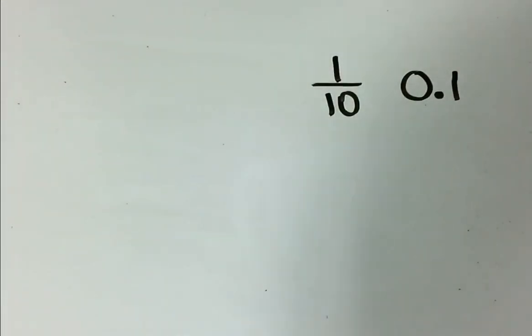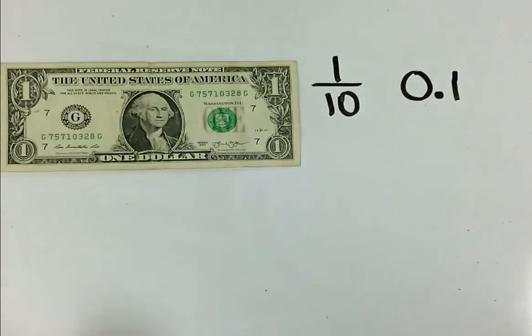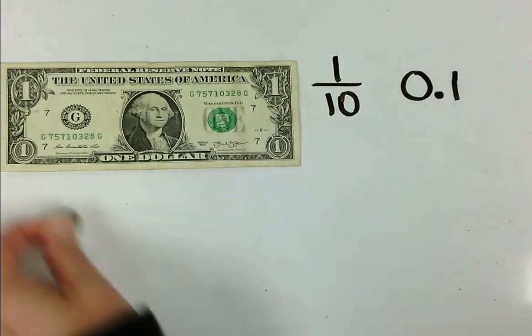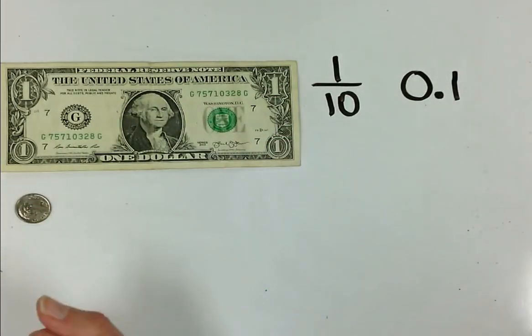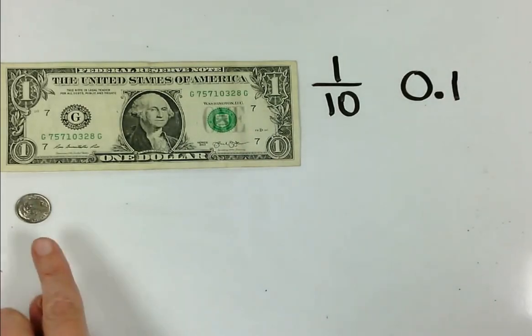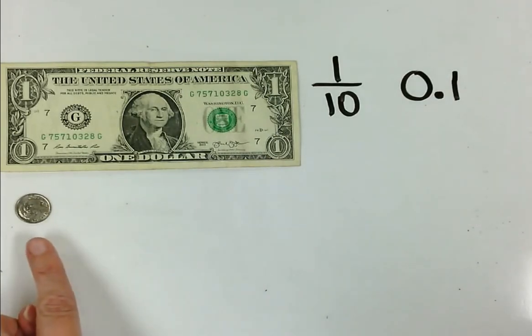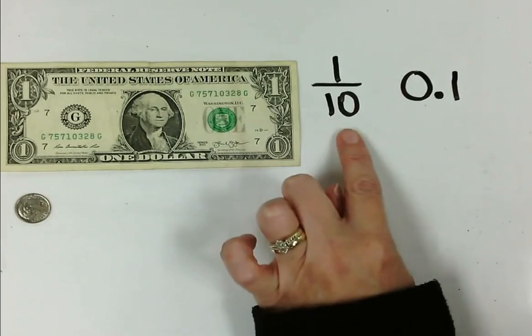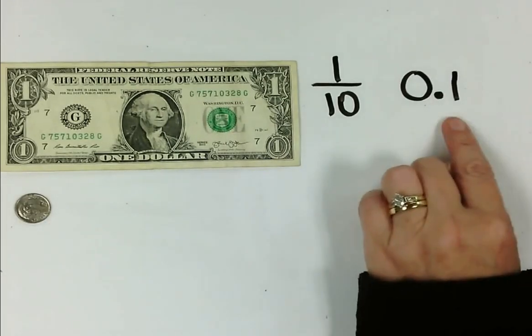We could also use money, something students are familiar with. This is one whole dollar. And if I have a dime, how much is that of my whole? It's part of a whole. It takes 10 dimes to make a dollar, and I have just one of them. So this is 1/10 of the dollar, or 1/10 represented as a decimal.